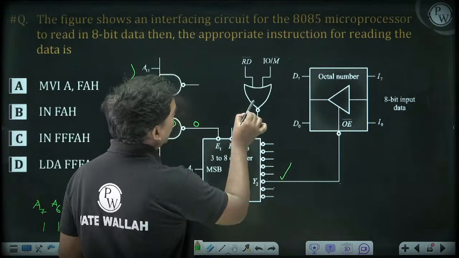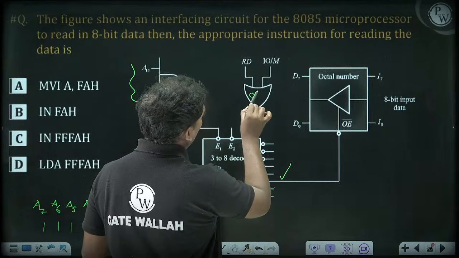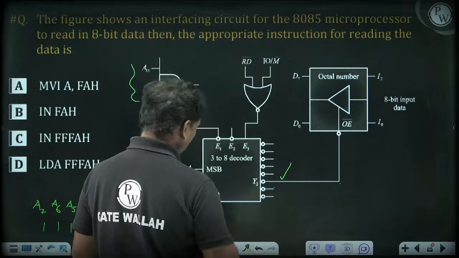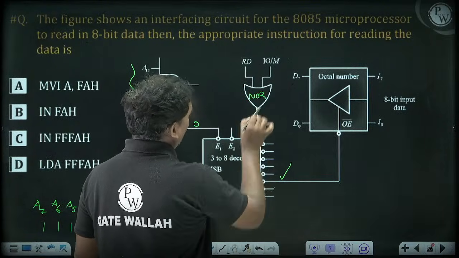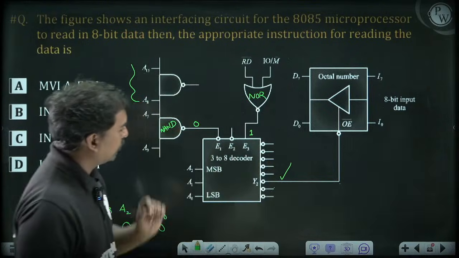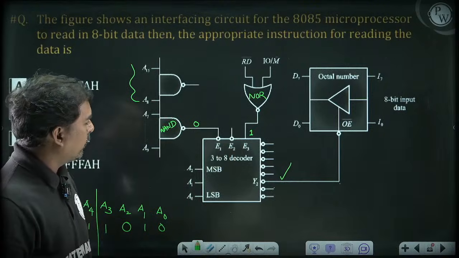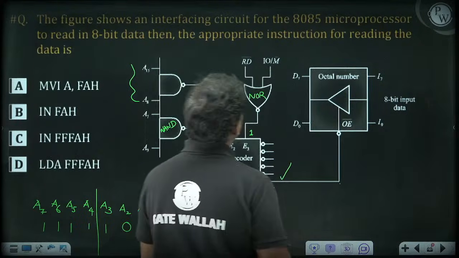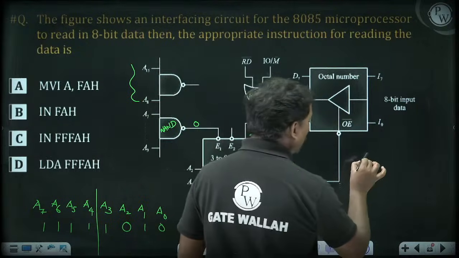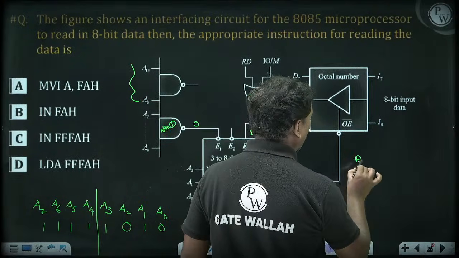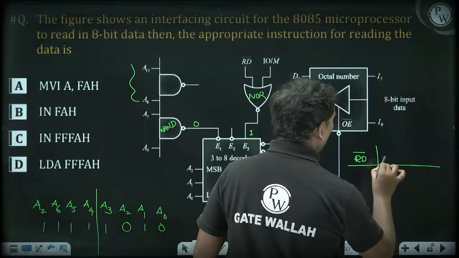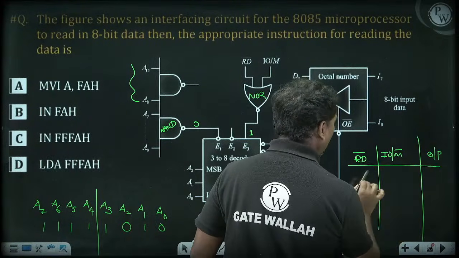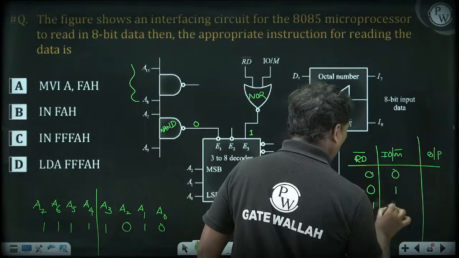This is an OR gate, sorry, NOR gate. This is a NOR gate, and this output is 1 here. E3 is equal to 1, I think logic high. So IO/M bar, read bar. What is the NOR gate truth table? Read bar is one input, IO/M bar is another input, and the output is: 0 0 gives 1, and the others give 0.